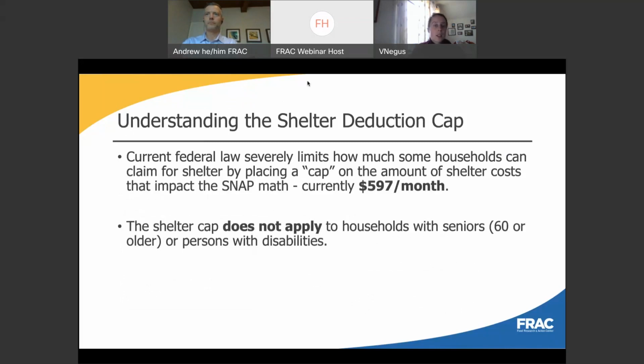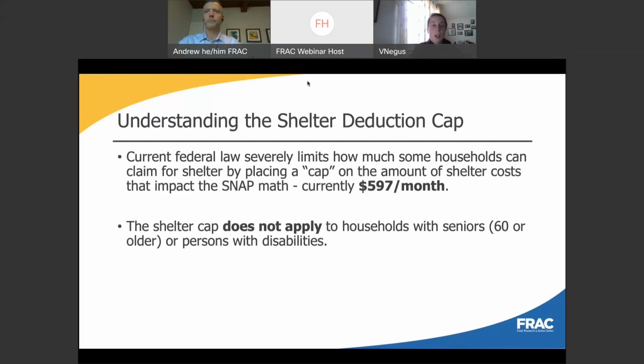So moving from what the shelter deduction is, how it works, and what it includes, to what the cap on the shelter deduction is, what it means, and who it harms. Current federal law seriously limits how much certain types of households can claim for shelter by placing a cap on the amount of costs that actually impact the SNAP math. Before, I said that the shelter deduction plays a disproportionately strong role in how many dollars go on the EBT card. The shelter cap diminishes that and artificially limits the impact of a household's real costs on how many SNAP dollars go on their card.